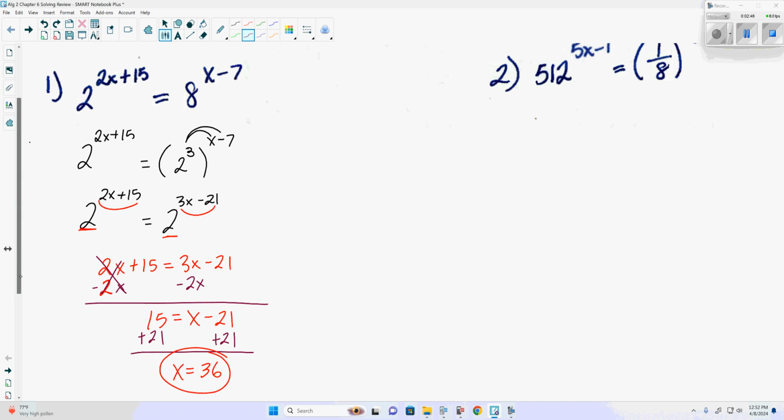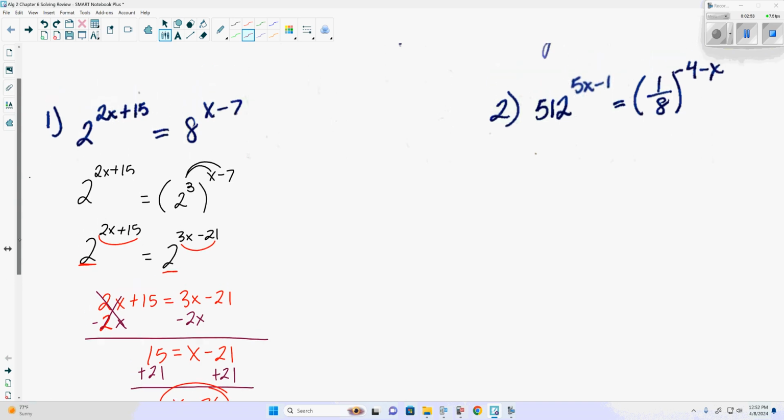Because we had 2x plus 15 in 1, x minus 7 in 1. Okay, we're going to need to get the bases to be the same. It is possible to solve these without getting the bases to be the same, but we really haven't covered it, and it makes it harder. Now, 512 to the 5x minus 1 is equal to 1 over 8 to the negative 4 minus x. Well, we can move the 8 from the bottom of the fraction to the top. It just makes our exponent negative. Since there wasn't an exponent written next to the 8, it's just going to be to the negative 1.